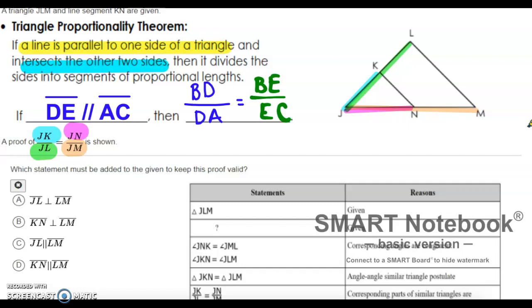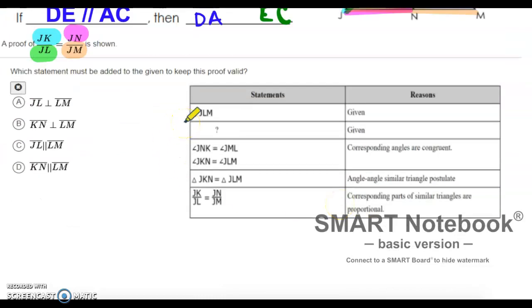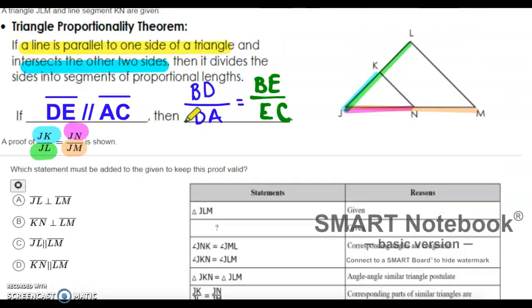And looking at our theorem that we have on screen here, one very important thing that we have to have in order for the triangle proportionality theorem to work is a line that is parallel to one side of the triangle. So if we look at our choices here, that's what we need to add to our given. We have to have a segment that is parallel to one side of the triangle before we can say anything relating to the triangle proportionality theorem.